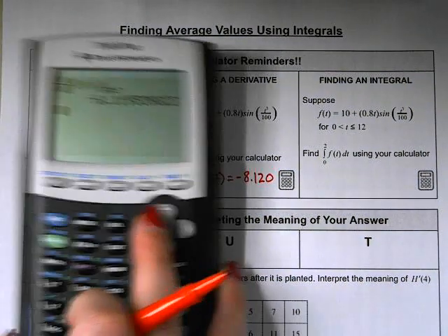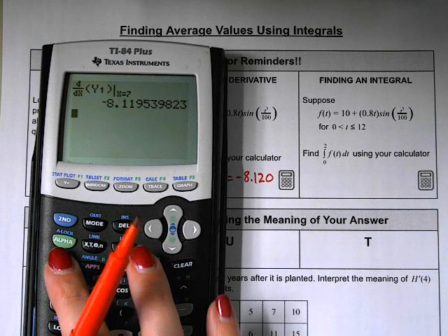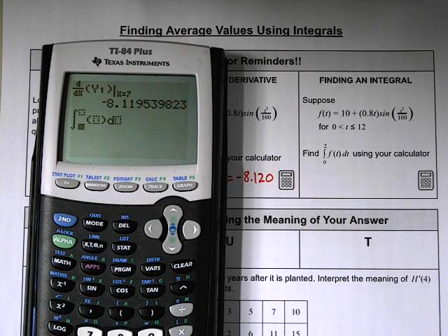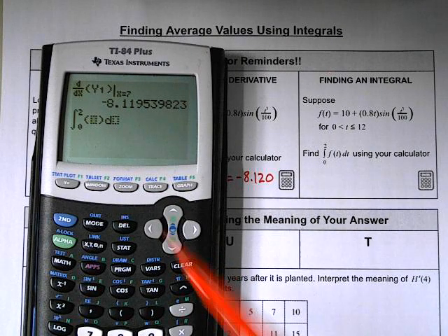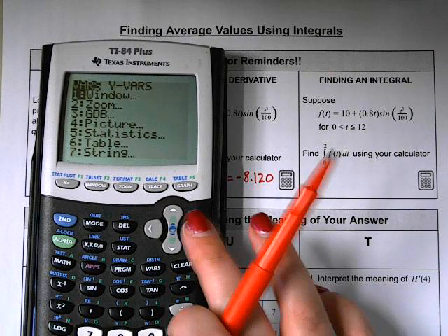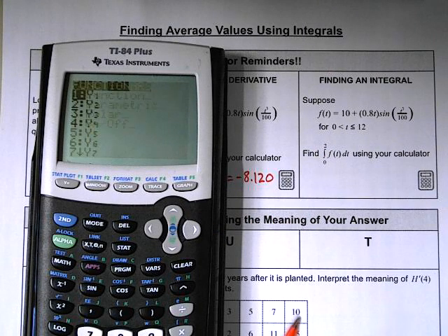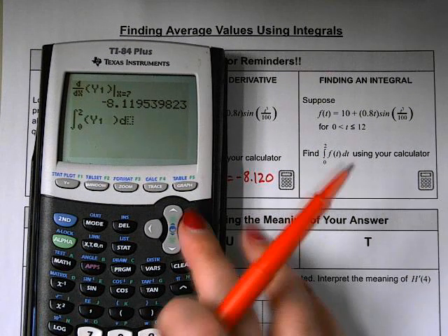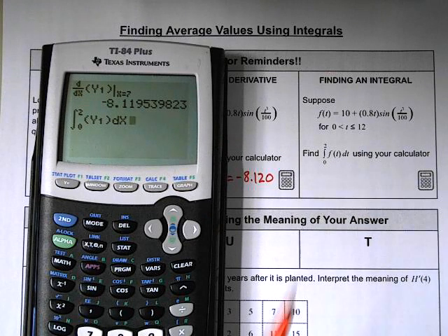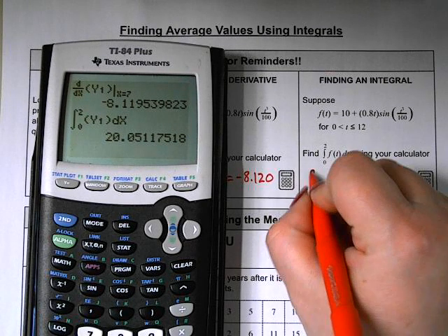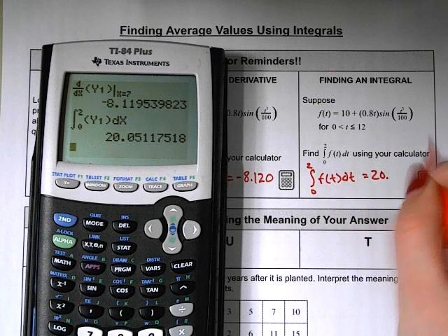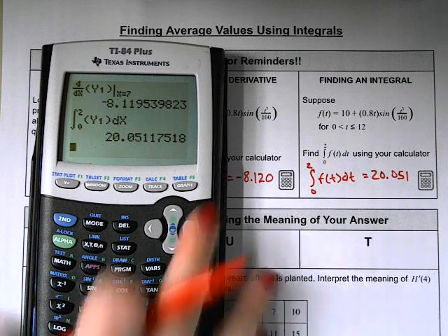Now we're going to find an integral using our calculator. Hopefully that one's a little bit more fresh. Math 9 gives us an integral. We're going to do the integral from 0 to 2. And again, we need to get that y1 in here, so we're going to hit the variables button. We know that it was a y variable, it was a function, and it was y1. And then we're going to take that with respect to x, right? It's the integral of f of x dx. So there we go, and hit enter. So the integral from 0 to 2 of f of t dt is equal to 20.051.